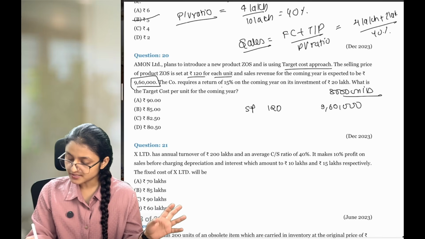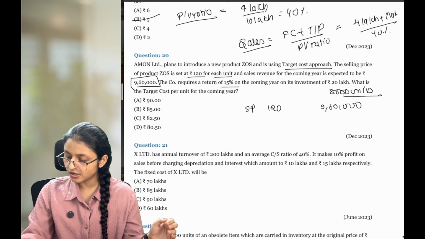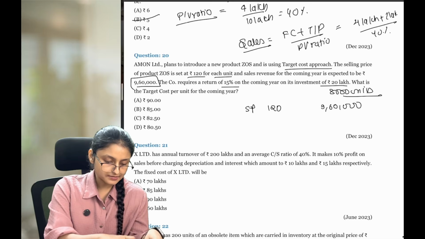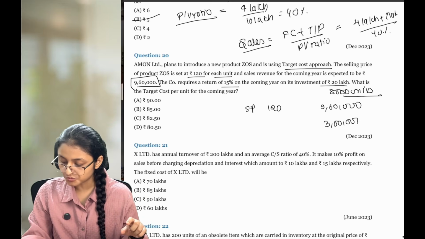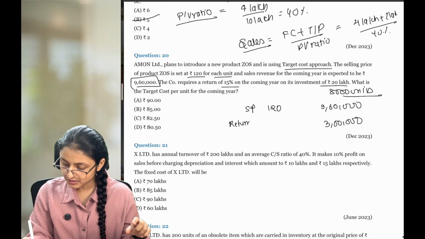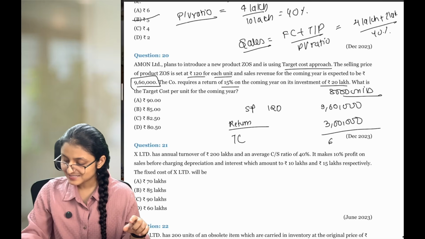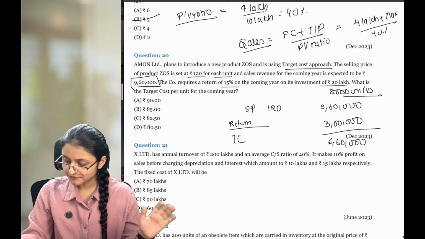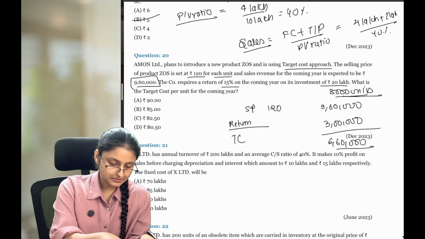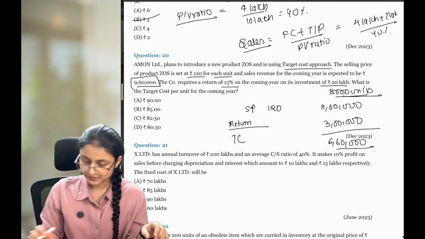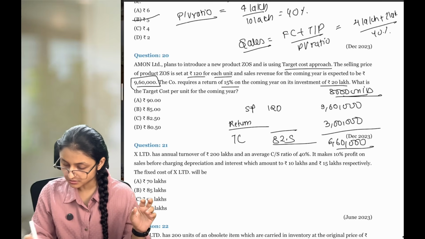The company requires a return of 15% on the coming year on investment of 20 lakh. 20 lakh is the investment multiplied by 15% is the return. That means 3 lakh is the return which we want from here. Return is your profit. Hence your target cost will be 6,60,000 rupees. And if I have to calculate on per unit basis, I'll divide this by 8,000 units. 6,60,000 divided by 8,000 will give you 82.5 as the target cost.